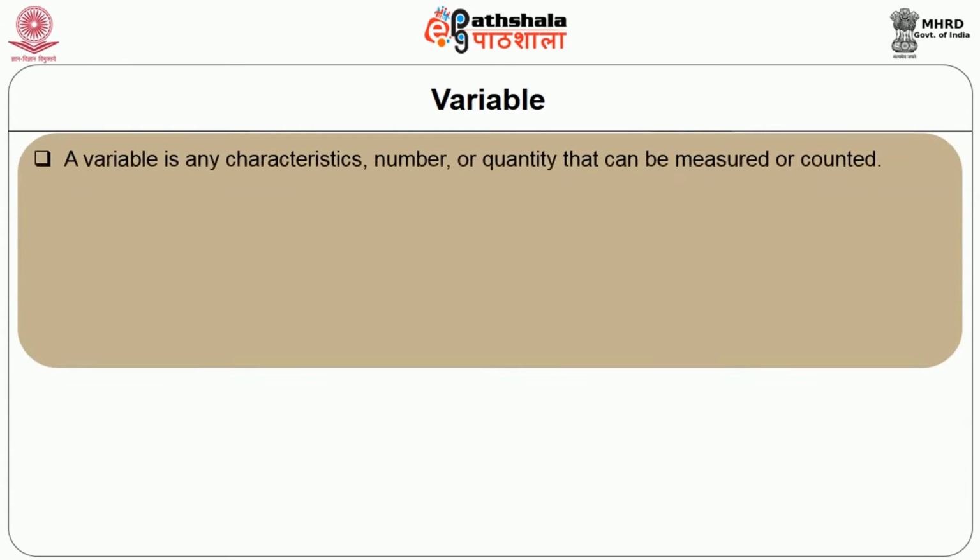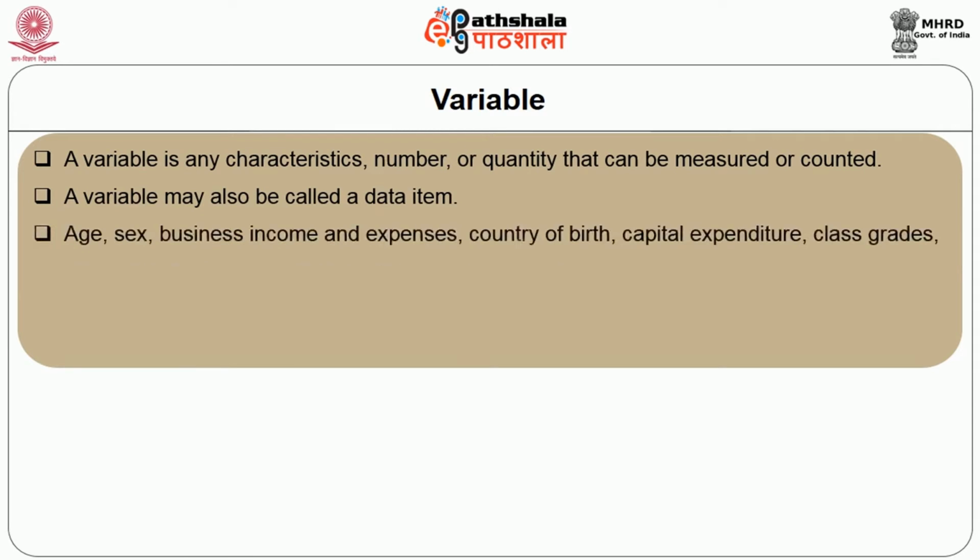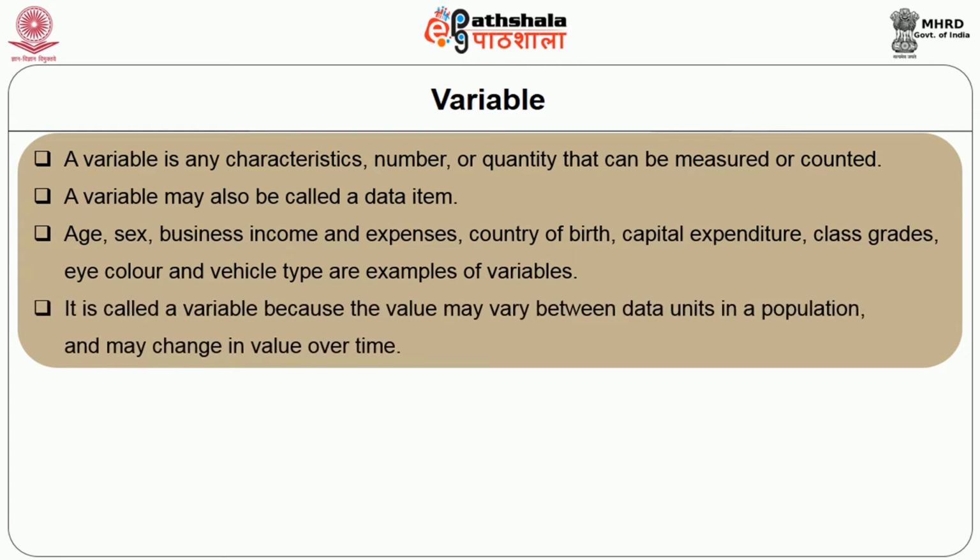Variables. A variable is any characteristic, number or quantity that can be measured or counted. A variable may also be called a data item. Age, sex, business income and expenses, country of birth, capital, expenditure, class grades, eye color and vehicle type are examples of variables. It is called a variable because the value may vary between data units in a population and may change in value over time.